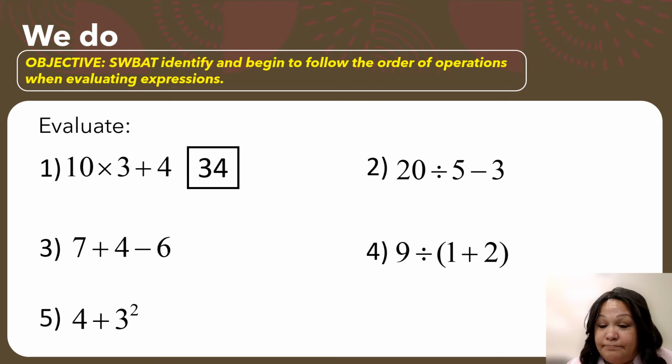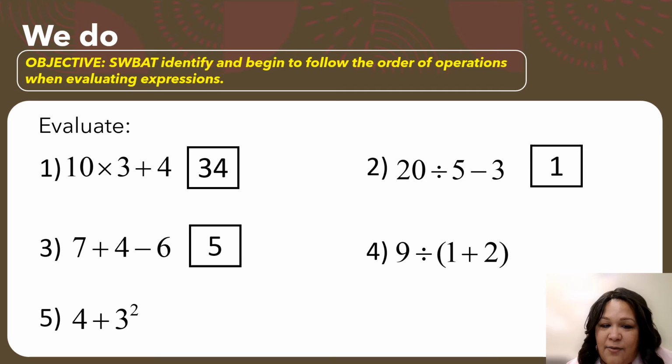Alicia, what do we do next? Okay, excellent. So what is the answer? Absolutely, it is 1. Okay. All right, next, let's see. Brianna, what is the first thing we do? We don't see any parentheses here. We don't see any exponents. We don't see any multiplication, no division. So what are we going to do? That's right, from left to right. So we have 5. Good job.